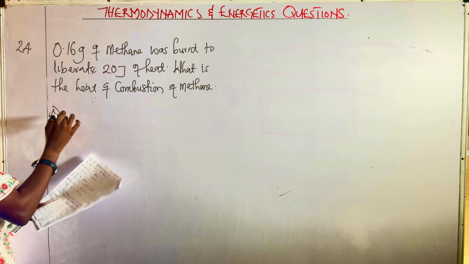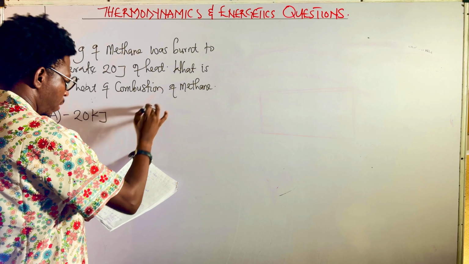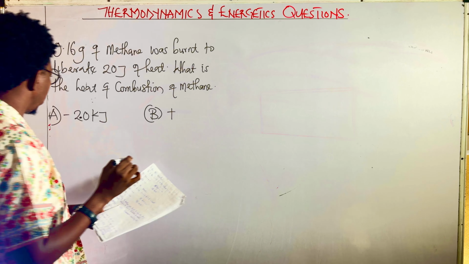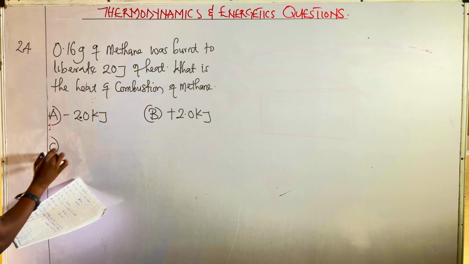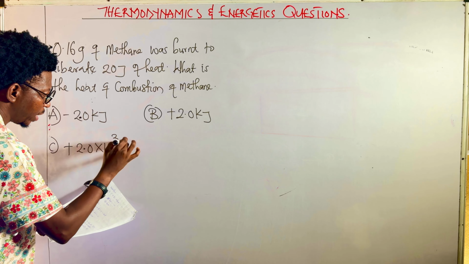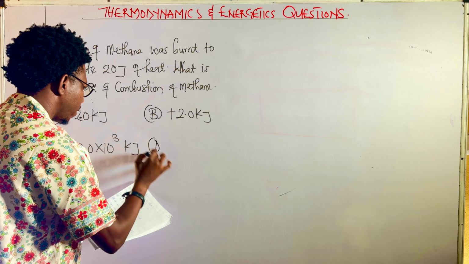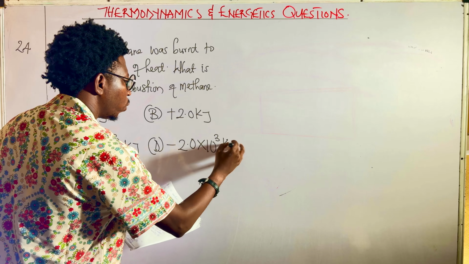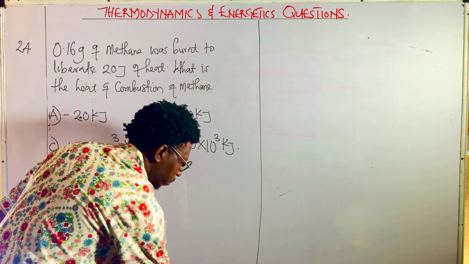Option A, we have minus 20 kilojoules. Option B, we have minus 2.0 kilojoules. Option B, we have plus 2.0 kilojoules. Option C, we have plus 2.0 times 10 raised to the power of 3 kilojoules. Option D, we have minus 2.0 times 10 raised to the power of 3 kilojoules. Now, let's solve this question.